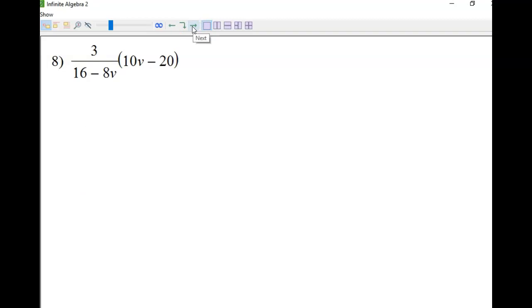This one's pretty much the same. You would start by putting it over 1, but since it's an even one, I'm going to go ahead and just show you the answer. That's what you guys should be ending up with on this particular problem.